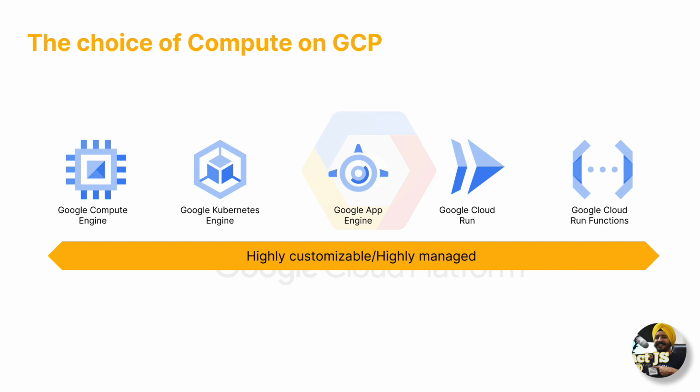So as you navigate from Compute Engine towards Cloud Run functions, you lose the level of control and customization, but you gain more and more of manageability and ease of use. So depending on what you are running, you can choose this. To help you further visualize and understand how these things fit in, here is the use case table.